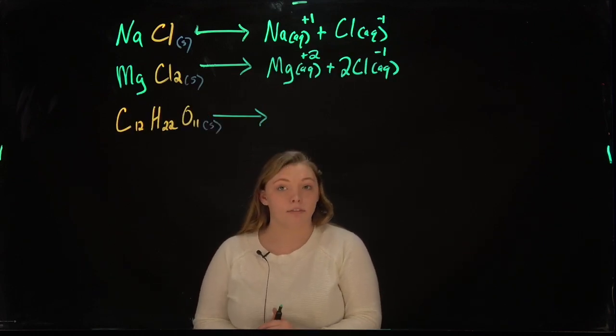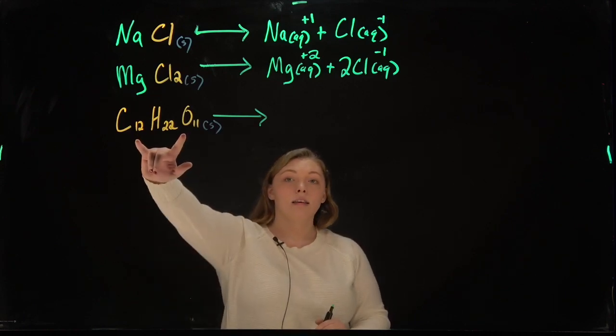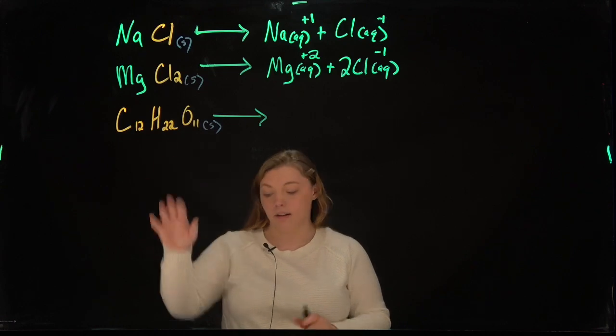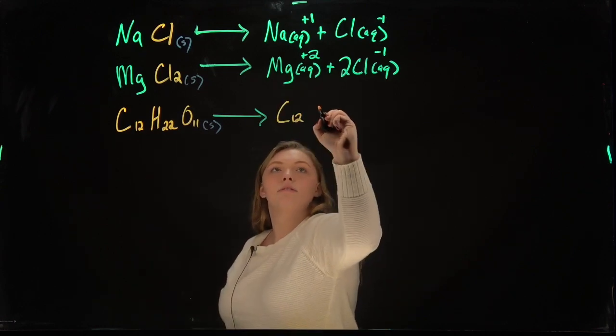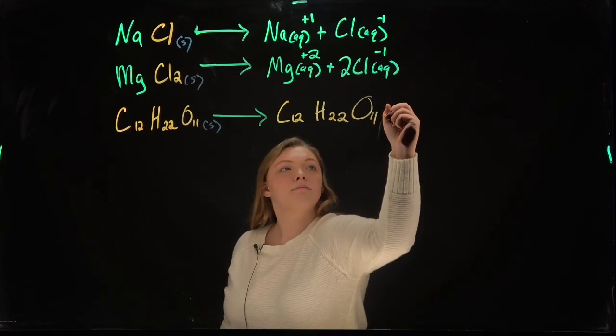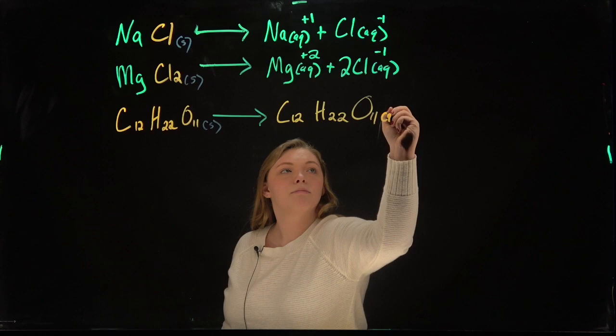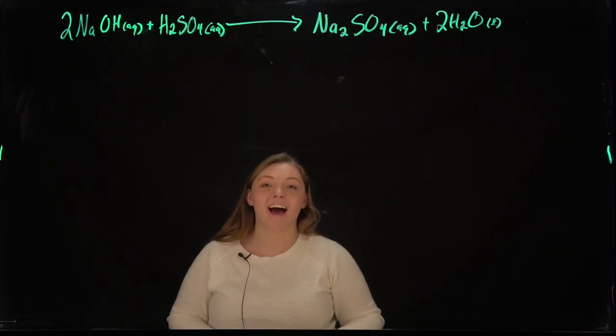Now we have to be careful and make sure that we're using ionic bonds. These are all nonmetals, so this is a covalent bond, meaning this will not dissociate. It's C12H22O11 in the aqueous solution. We can now use this knowledge about dissociation to complete net ionic equations.